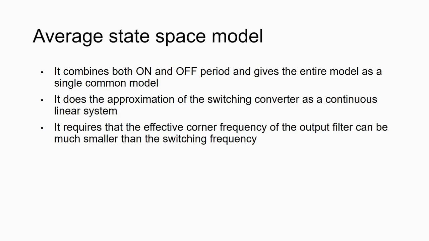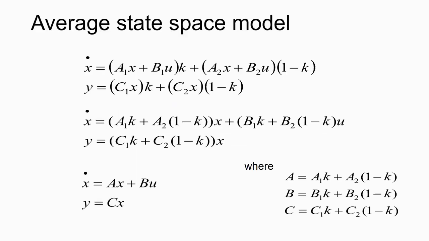So we have to get the average state space model by combining the state space models during the on and the off state. In order to write the average state space model, we have to use these equations. X dot, which is the average state equation, is equal to (A1x plus B1u) into K plus (A2x plus B2u) into (1 minus K). Similarly, the output equation is C1x into K plus C2x into (1 minus K). So we have already obtained A1, A2, B1, B2, C1, and C2. We need to substitute all these values to get the average state space model.